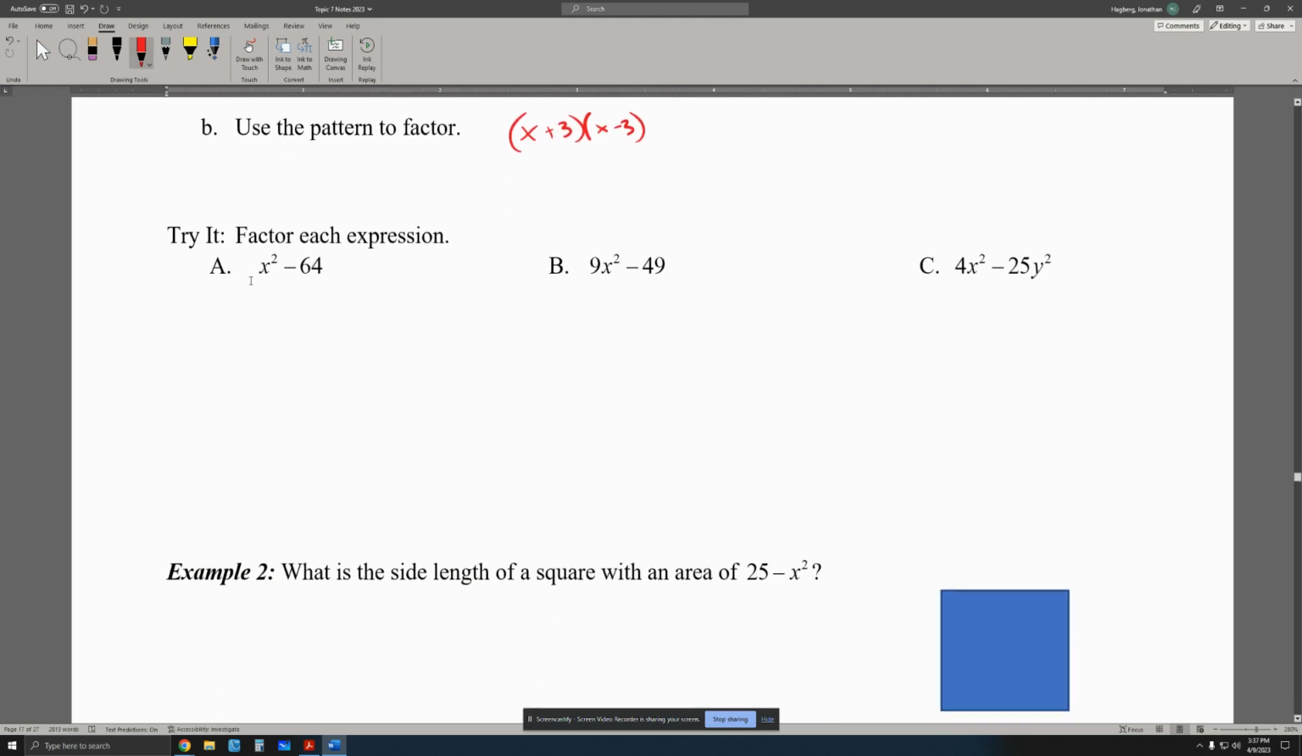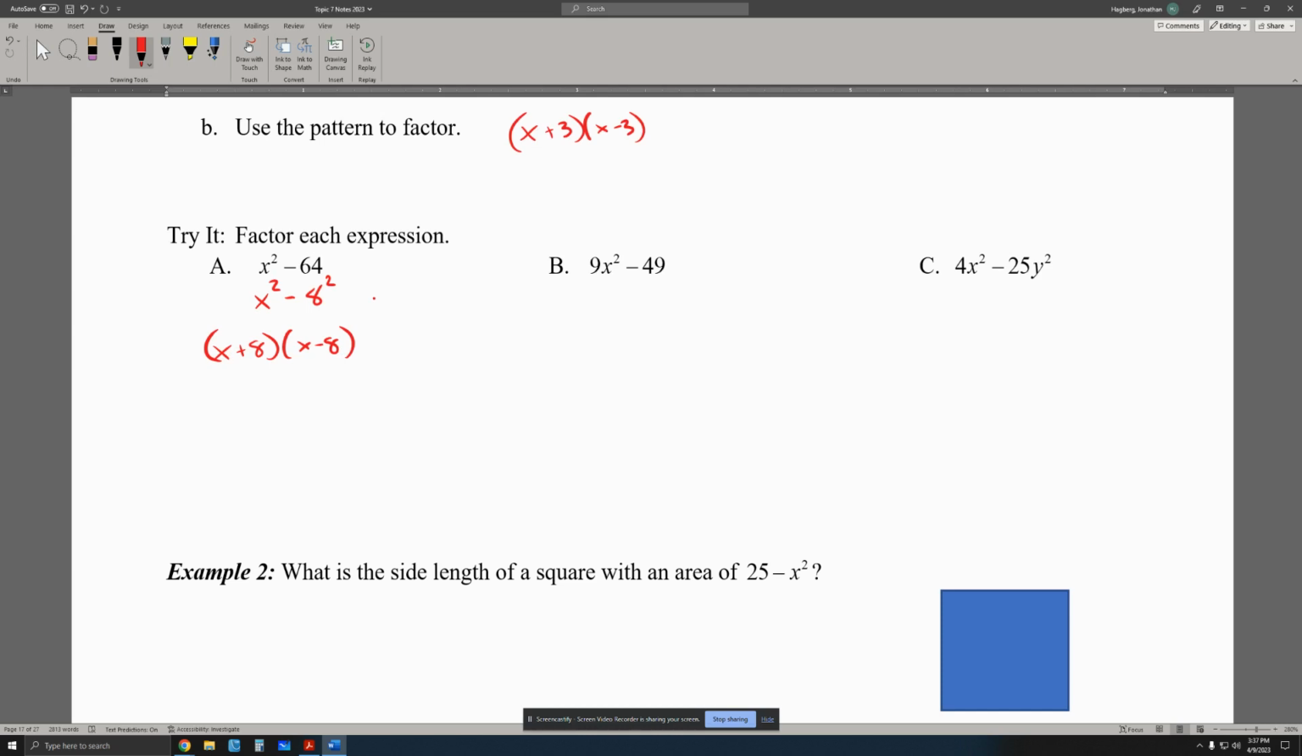Factor each expression. So letter A, we have x squared minus 64. 64 is a perfect square of 8. So then we know that this is x squared minus 8 squared, or the factorization x plus 8 times the quantity x minus 8.